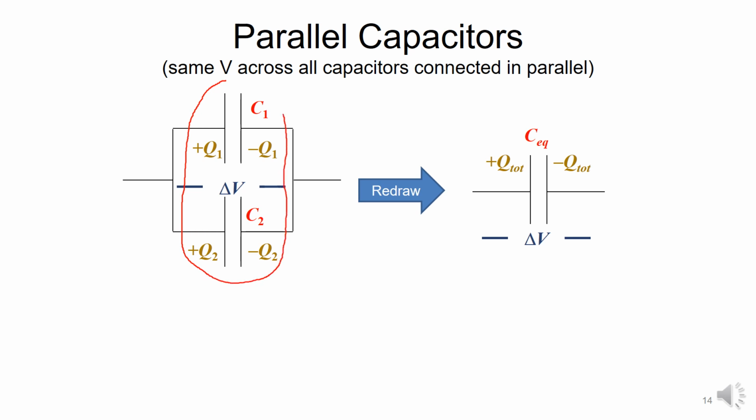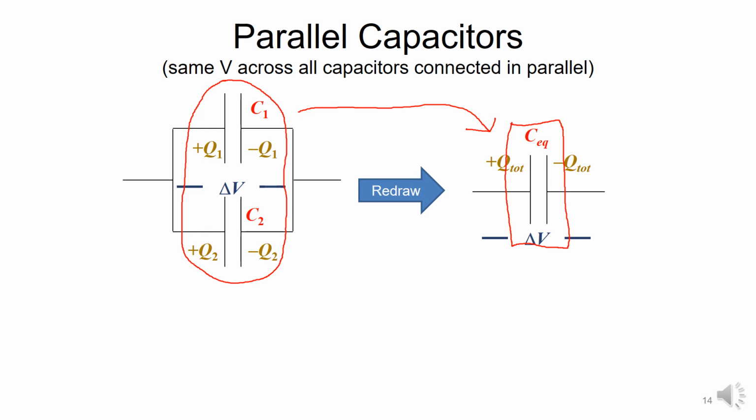Okay, I'll circle the two capacitors and redraw it using a single capacitor on the right. So we are simplifying a more complicated circuit consisting of two capacitors into something simpler, a single capacitor. Now the question is, we have this equivalent capacitor, the single capacitor. So what is the capacitance of this single capacitor?